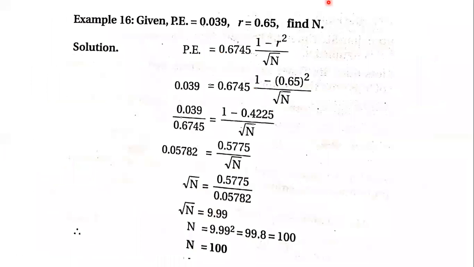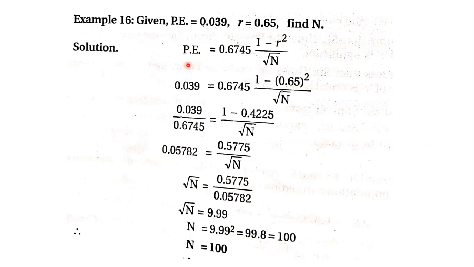Okay. Now let us go to the next question. Very easy questions. Probable error questions mostly will come for 2 marks or 6 marks. You can find them in the first main only for a 2 marks question. So let us see this question. Given PE is 0.039 and R is 0.65 and we are supposed to find the value of N. Right? So here they have given us 2 data and there is 1 unknown to be found out.